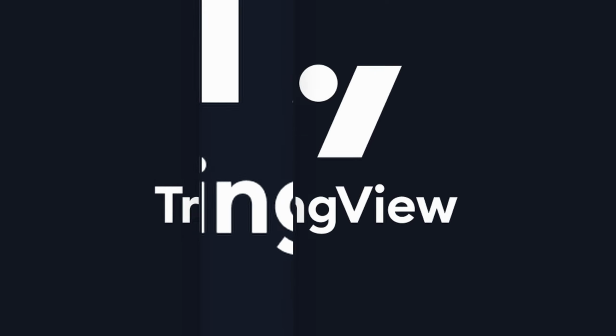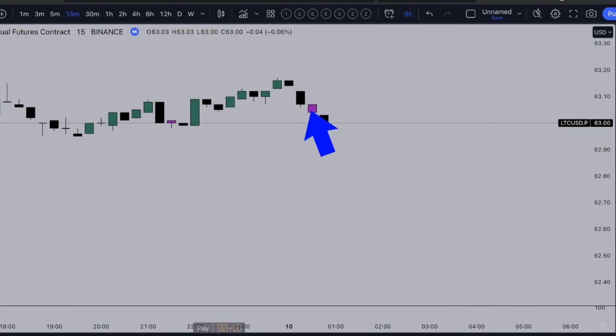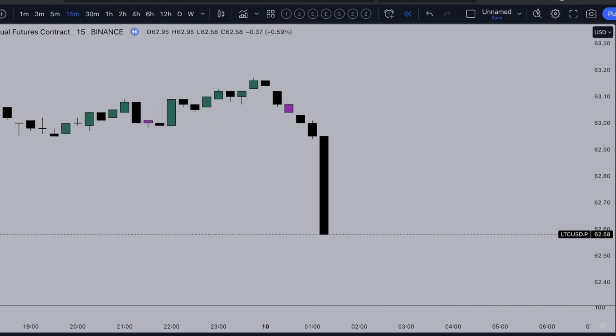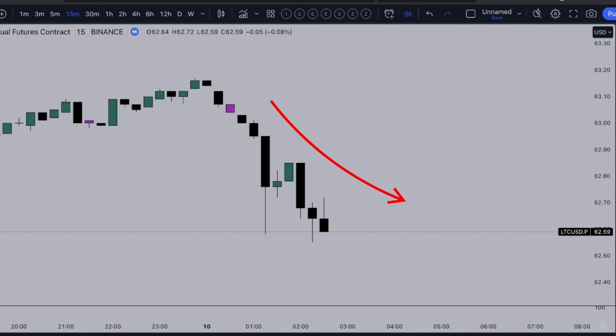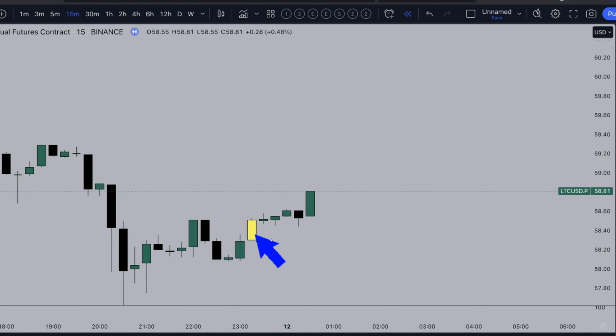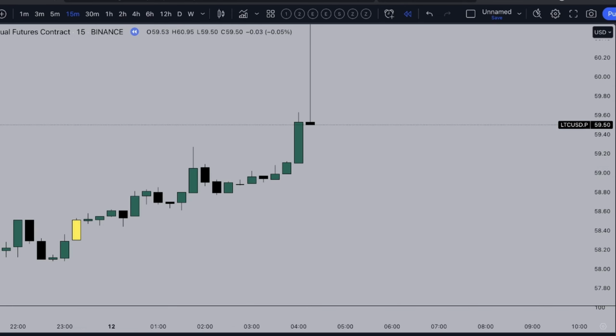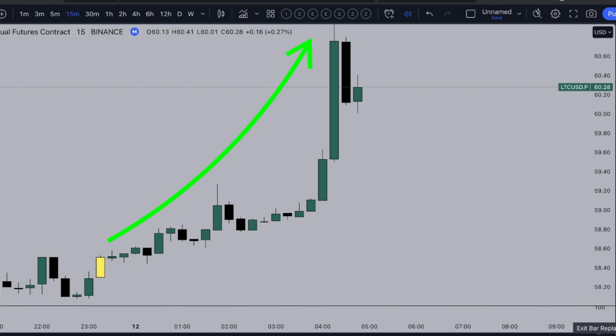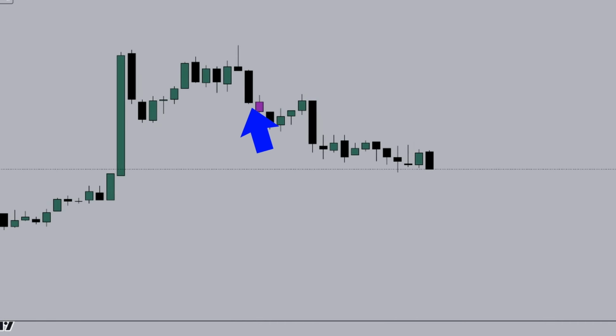This TradingView indicator tells precisely where to buy and where to sell. When it prints a purple candle, it means price is going to go down, and it did exactly that. When it prints a yellow candle, it means price is going to go up, and price did exactly that. And this happens over and over again.